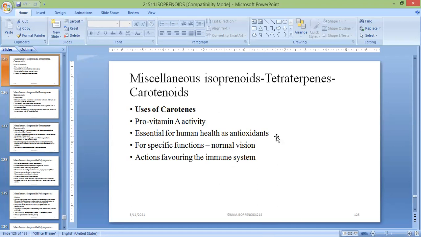We know that joke: if you have bad eyes, you should eat carrots. So carotenoids there. Carotenoids are tetraterpenes.